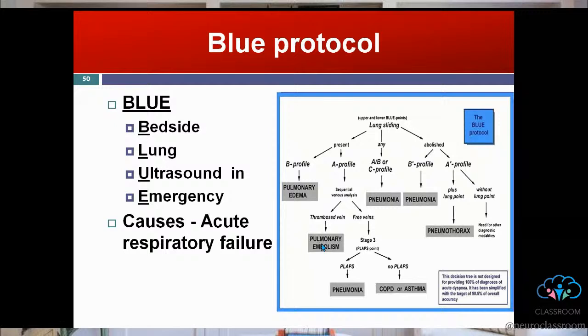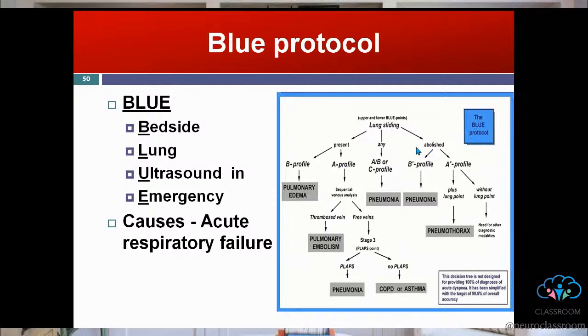Remember, we are trying to find out the cause of acute respiratory failure. That is where the BLUE protocol is used. So if you are getting the A profile and the DVT scan is not positive, then you may suspect COPD or asthma. And if you are getting the sliding sign and B lines, or the B profile, that is the cause of pulmonary edema. So that is the pathway when the sliding sign is present.